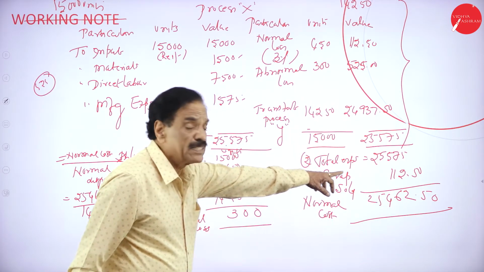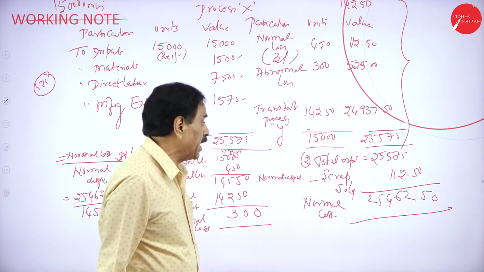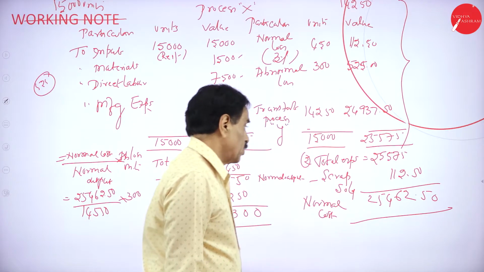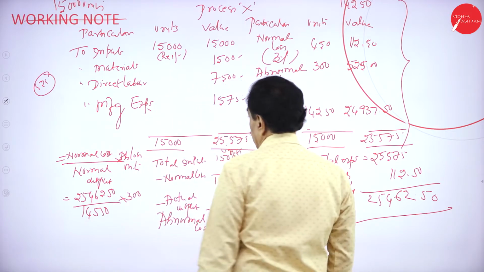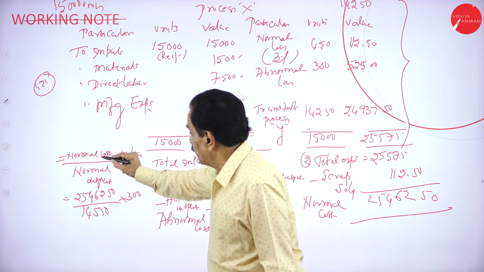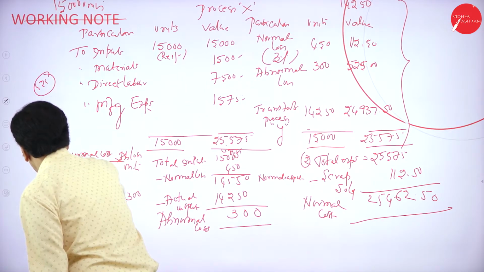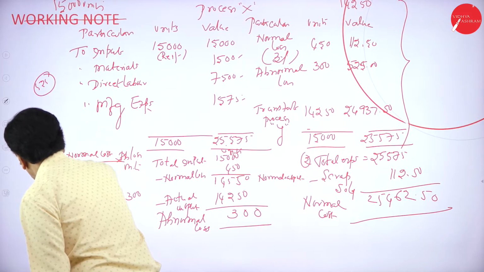The total expenses are 25,575. Scrap sold 112.5. Normal cost 25,462.5. What's your formula? Value of abnormal loss.